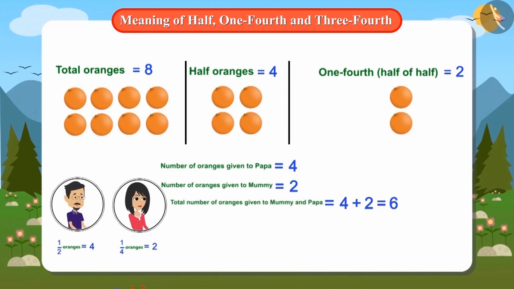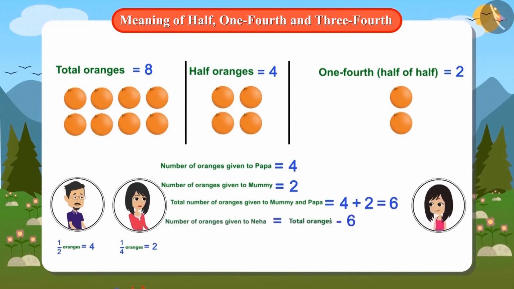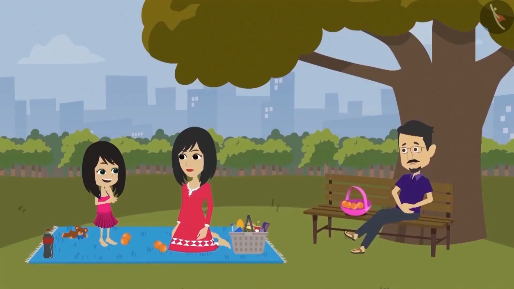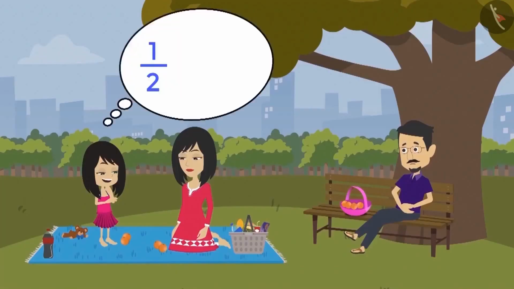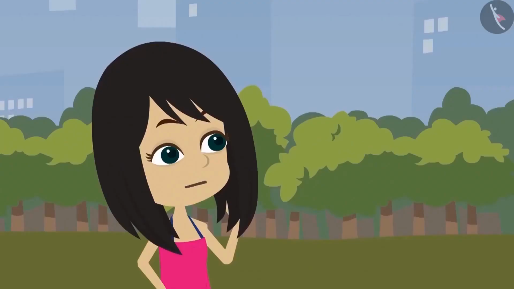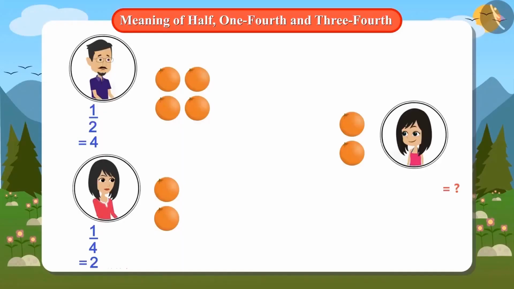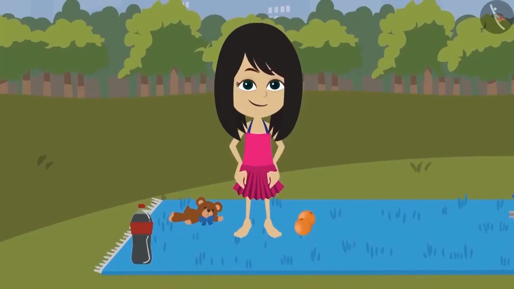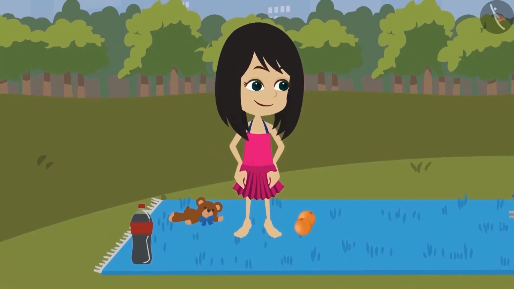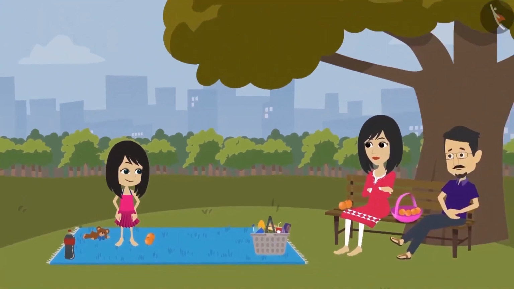This means that 6 oranges will be given to Neha's mummy and papa. Then how many oranges will Neha get? You are absolutely right. Neha will get 2 oranges. Neha figured out how many oranges would come after adding half oranges and quarter oranges. But if she has to tell how much of the total oranges came in the share of her mother and father, how will she tell? Can you help Neha find out? How much of the total oranges did Mummy and Papa get?